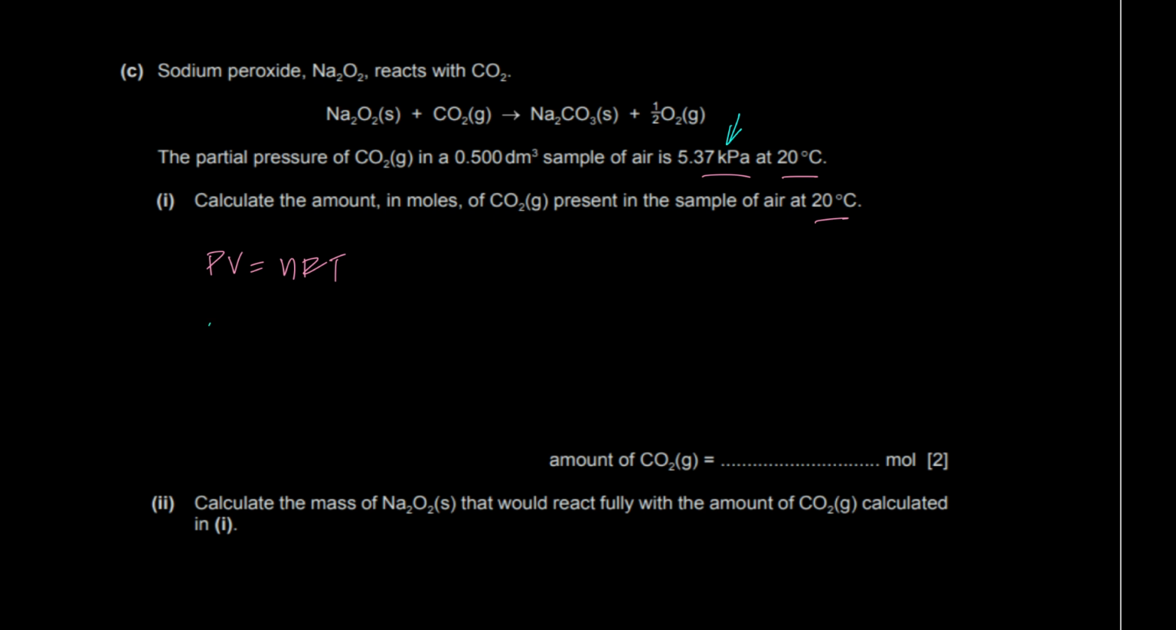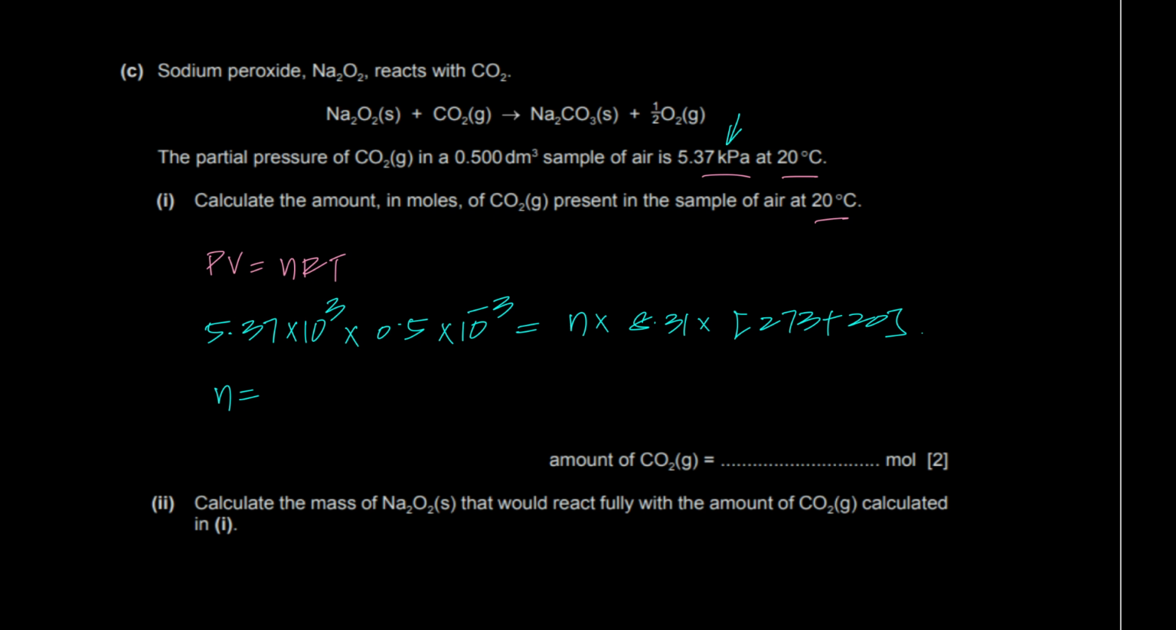So pressure is given 5.37 and kilo, so 10 to the power 3. Volume is given 0.5 dm cube, converted into meter cube by timesing it by 10 to the power minus 3. Moles we need to find. R is 8.31. Temperature is 273 plus 20, piece of cake. Please always write the proper expression for it. 5.37 into 10 to the power 3 into 0.5 into 10 to the power minus 3 divided by 8.31 times 293.